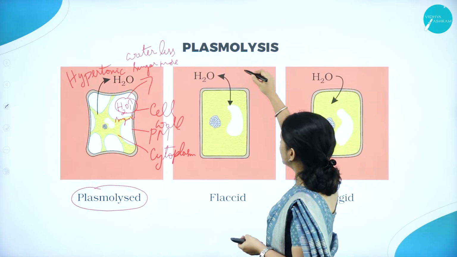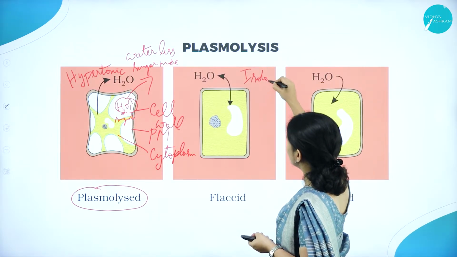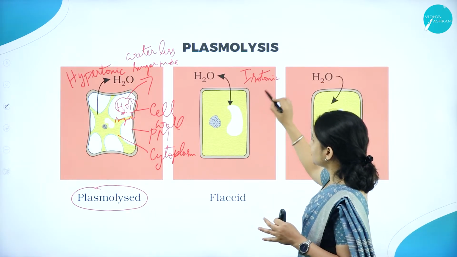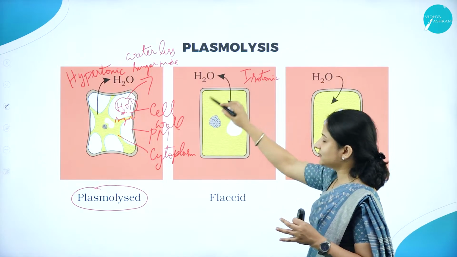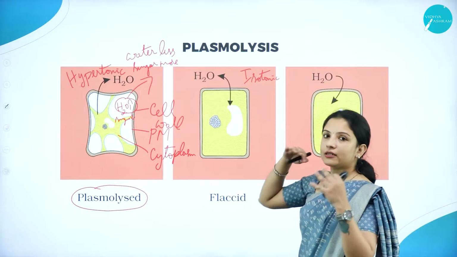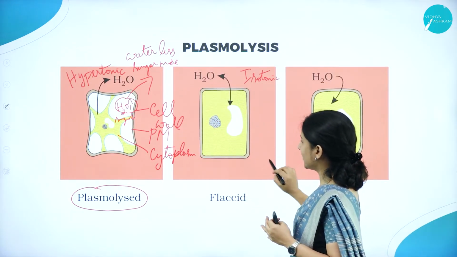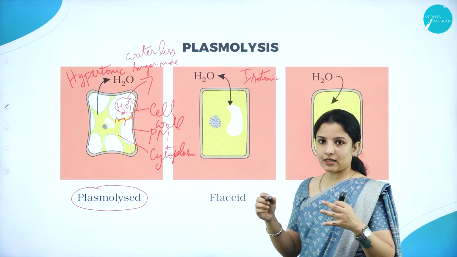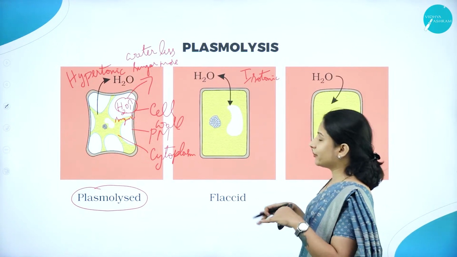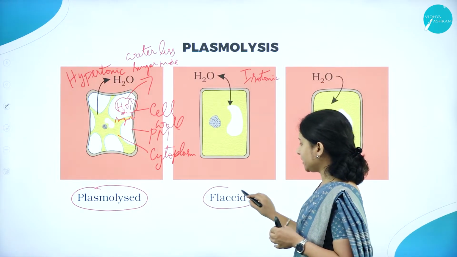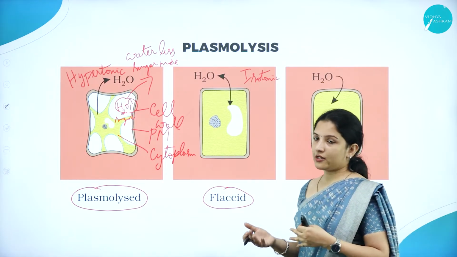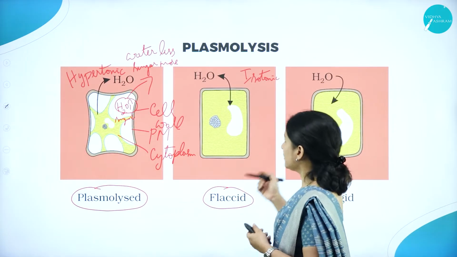Now, if the solution is isotonic, the concentration of the solution outside the cell and inside the cell is the same. Therefore, the water molecules in the external environment surrounding the cell and inside the cell will be the same, so the net movement of water is equal to 0. The cells will remain flaccid, meaning they will remain at their actual size. They will neither shrink nor bulge. So, that is about the isotonic solution.